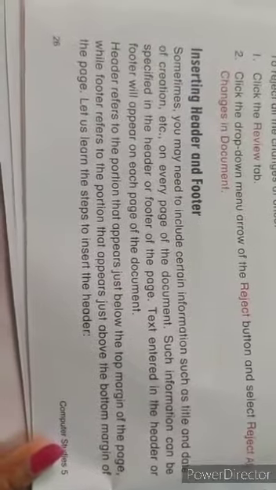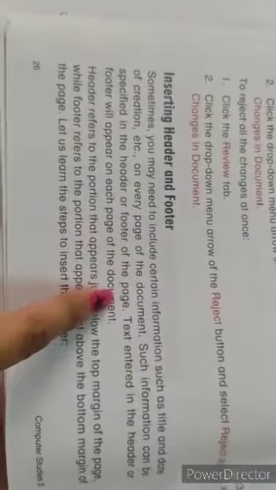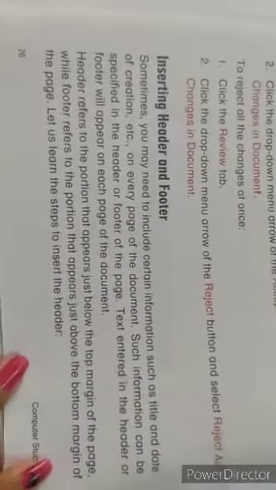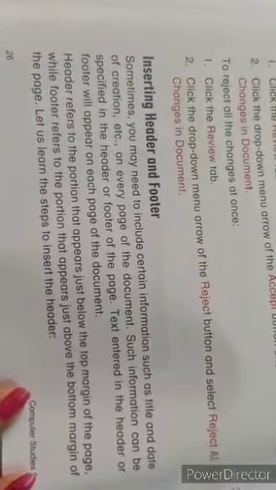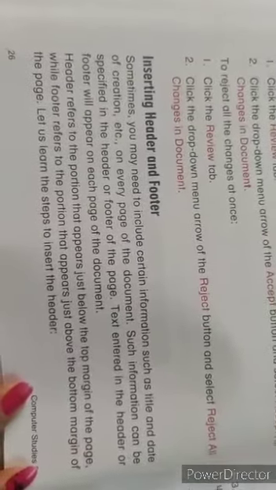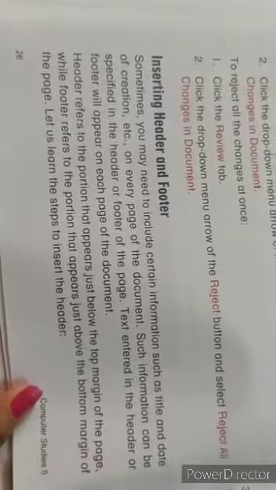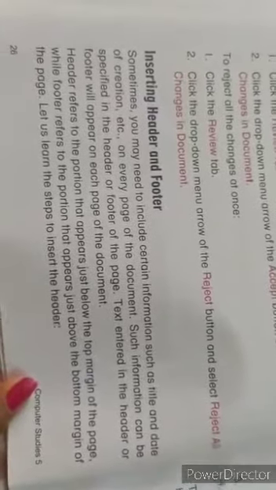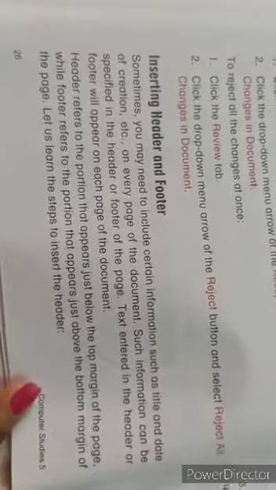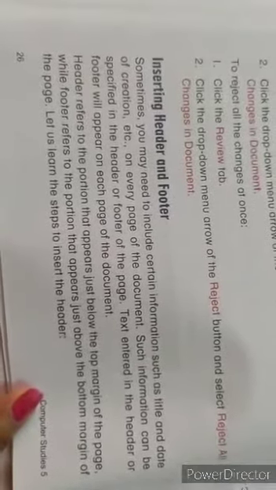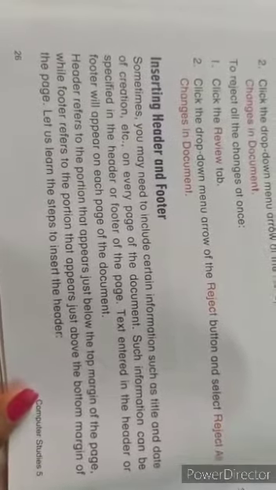Please underline this from here. From here till here you have to underline that whenever we want to give information like the title, that is called the header, and the footer means the date and all things which we want to clarify on the particular document, so that we will remember when and where the document was made. Text entered in the header or footer will appear on each page of the document. If you put the header and the footer, that will appear on each and every page of the document.